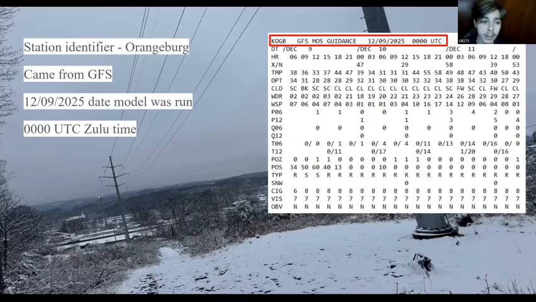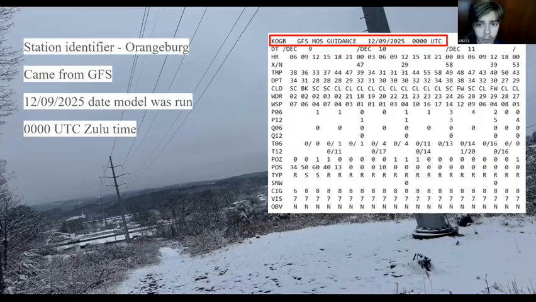Okay. It came from the GFS. You can see that. MOS, yes, we know it's MOS guidance. 1209, 1225, or 2025, sorry. It's 1:57 a.m. when I'm making this, just to let you know, so kind of tired. It's December 9th, 2025.